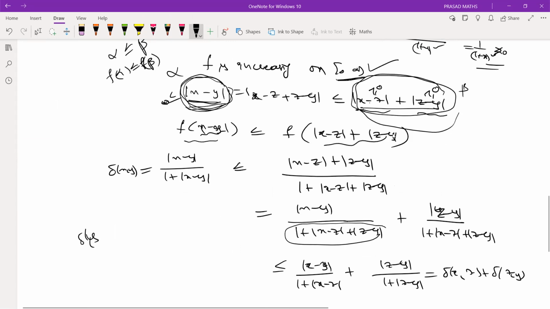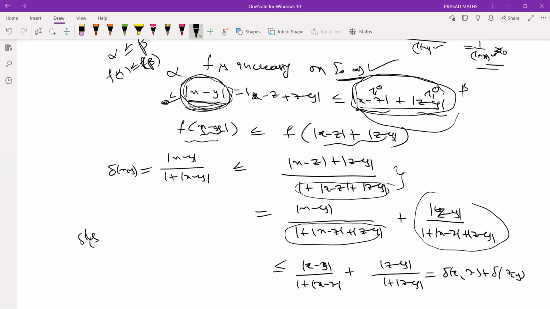So therefore, here the denominator is very big. Once the denominator is very big, the fraction is very small. So I restrict the denominator. I am considering only 1 plus mod of x minus z instead of taking the total denominator. So this is always less than or equal to this. Similarly, in this one the denominator is very big, therefore this fraction would be very small. So I can control this denominator. Instead of taking the total denominator, I am taking only 1 plus mod of z minus y. But what is this? Delta of x comma z. What is this? Delta of z comma y. Is it clear? Okay, sir.